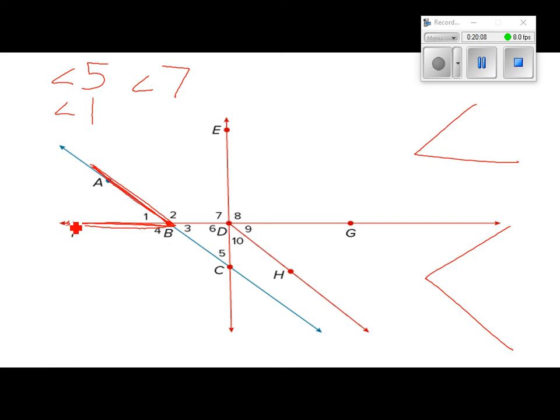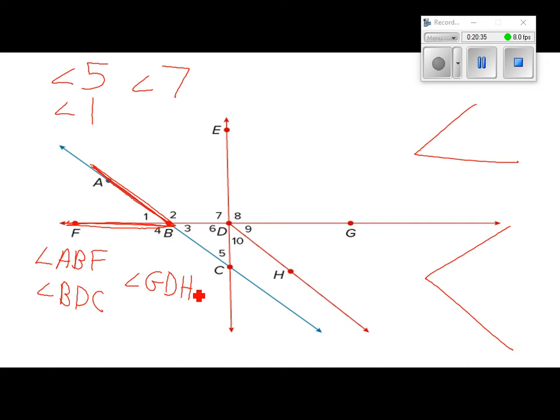Name me an angle using 3 letters. Angle ABF. Angle BDC. Everybody agree with that? Yeah. GDH. Is that what you said? Yeah. GDH.